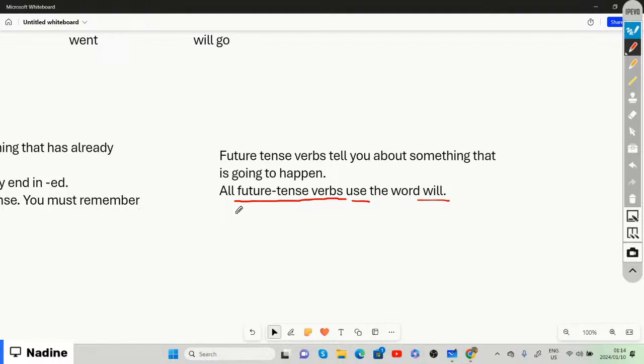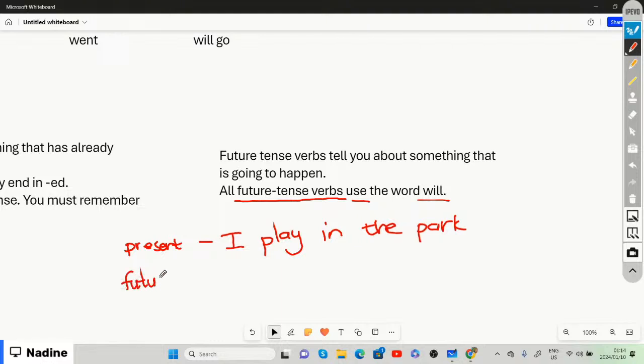So for example, if we say in the present tense, I play in the park. This is in the present. So I play in the park. But in the future, you can say I will play in the park. And there we have the word will and a verb. So I will play in the park.